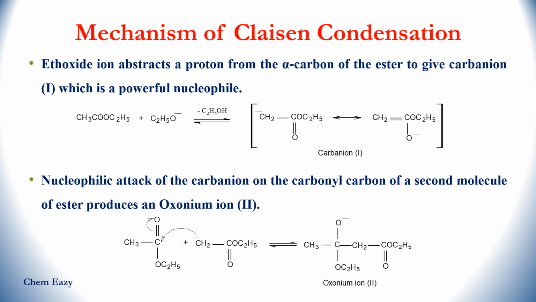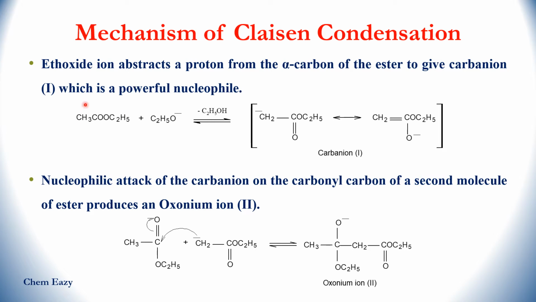Now let us see the step-by-step mechanism of Claisen condensation. In step 1, ethoxide ion abstracts a proton from the alpha carbon of the ester and gives carbanion. This carbanion is a powerful nucleophile.